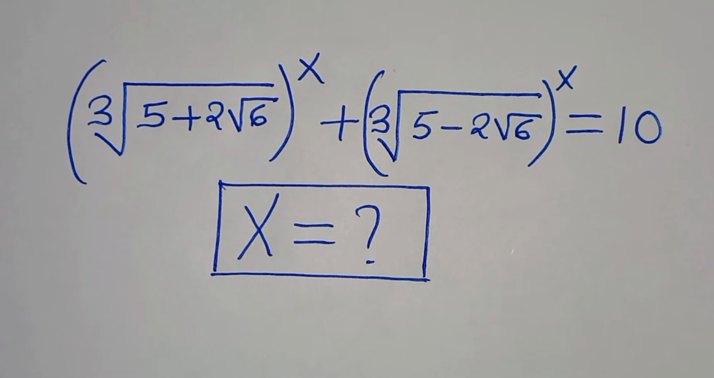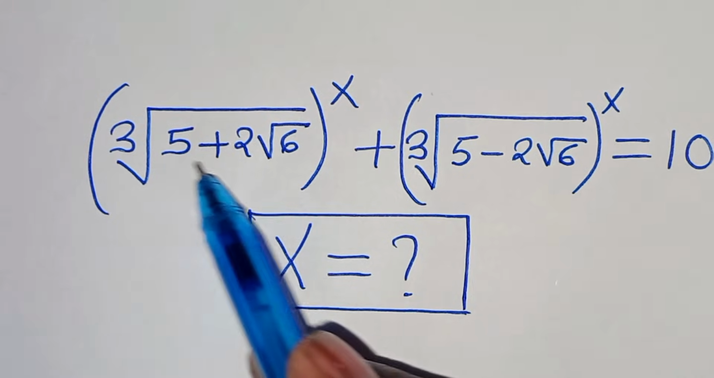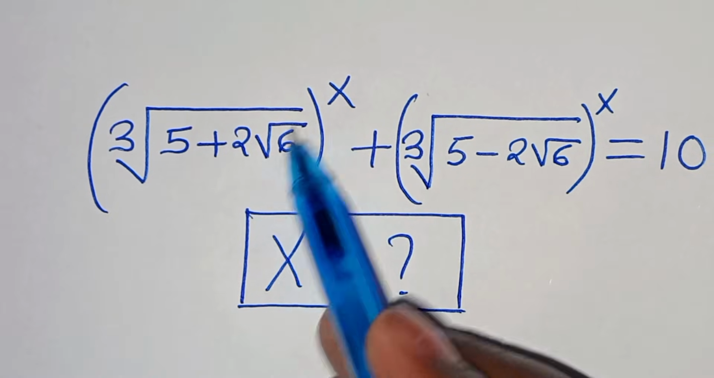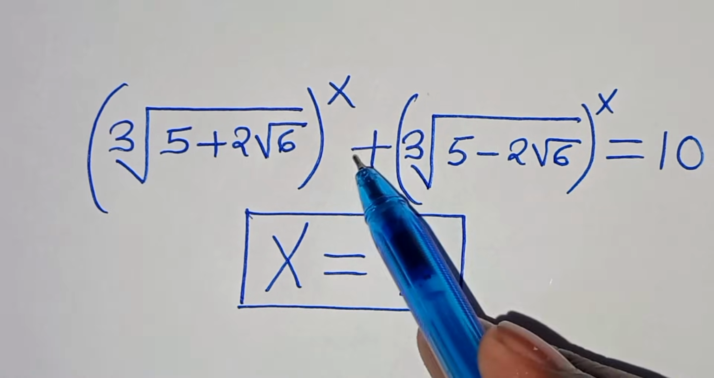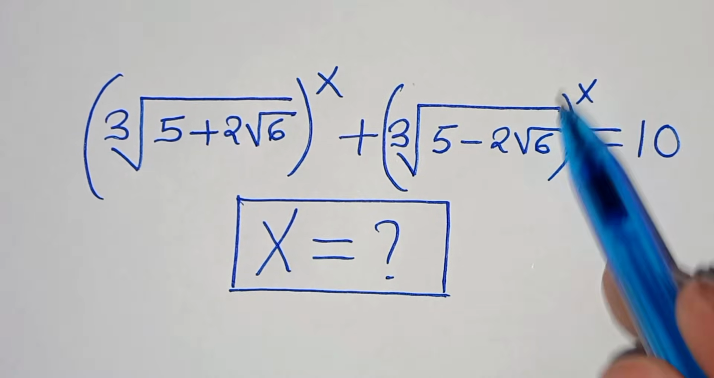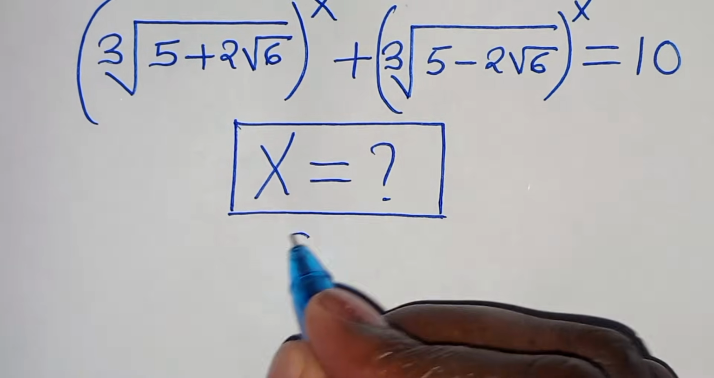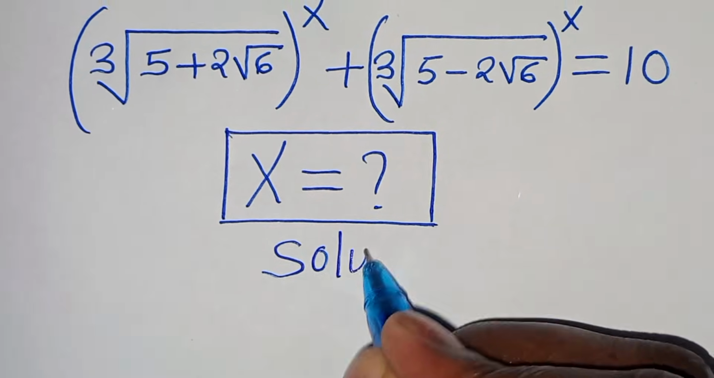Hello everyone, you're welcome to solve this nice math problem: the cube root of (5 plus 2 square root of 6) raised to the power of x, plus the cube root of (5 minus 2 root 6) raised to the power of x, is equal to 10. So what is the value of x? Now let's provide a solution from here.